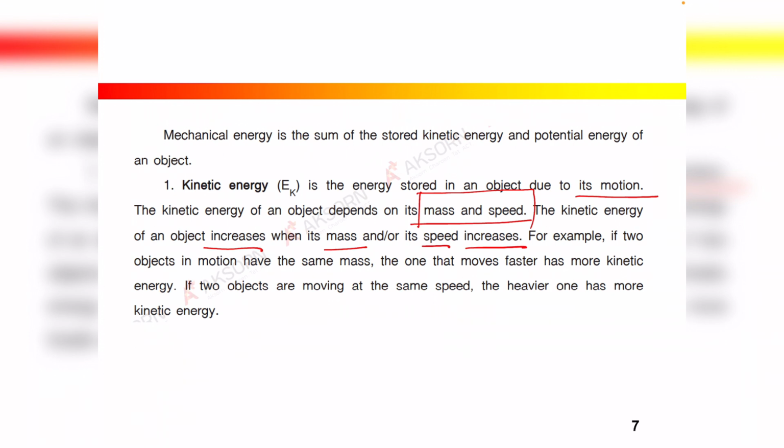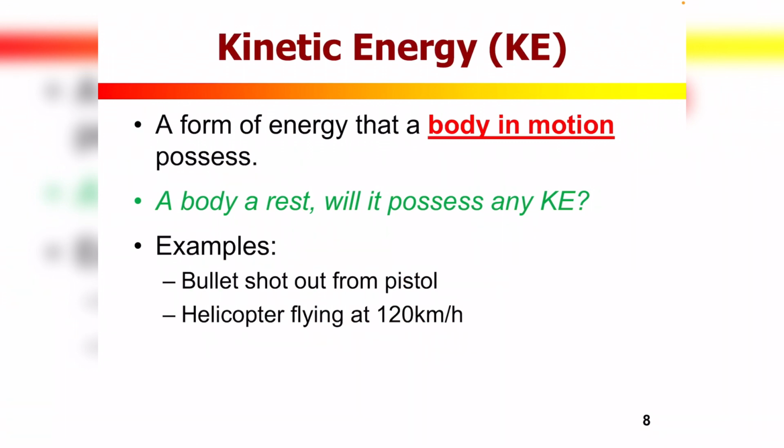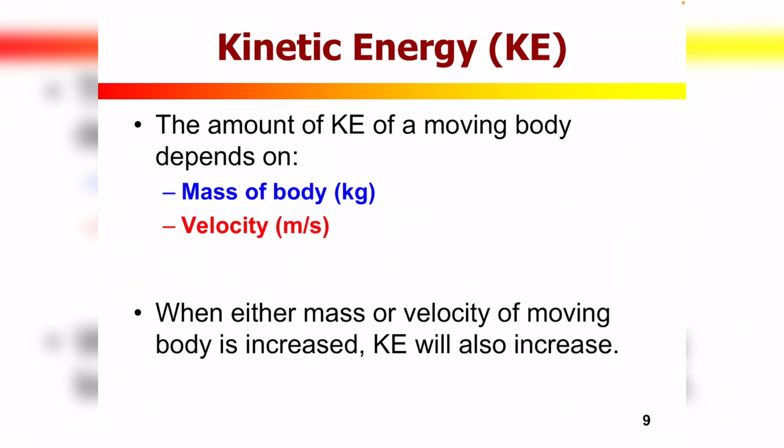So if two objects in motion have the same mass, the one that moves faster has more kinetic energy. And if two objects are moving at the same speed, the heavier one has more kinetic energy. Clear? Very good. So these are some examples of kinetic energy. And it depends on two things. We have the mass, the velocity or the speed of an object.